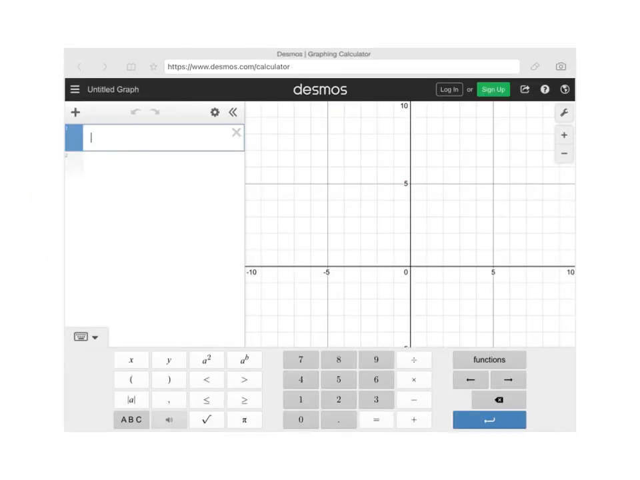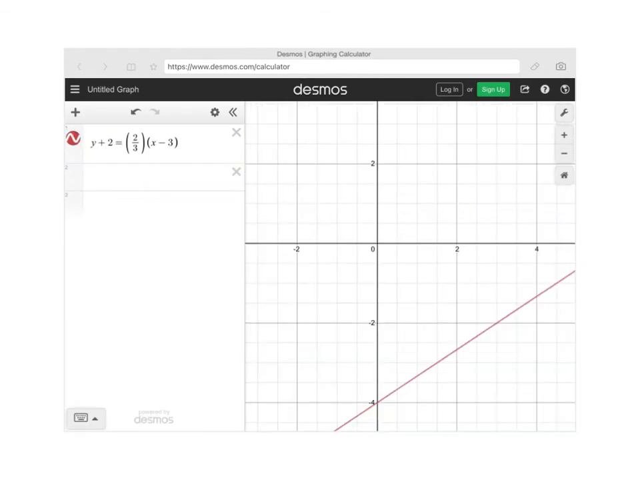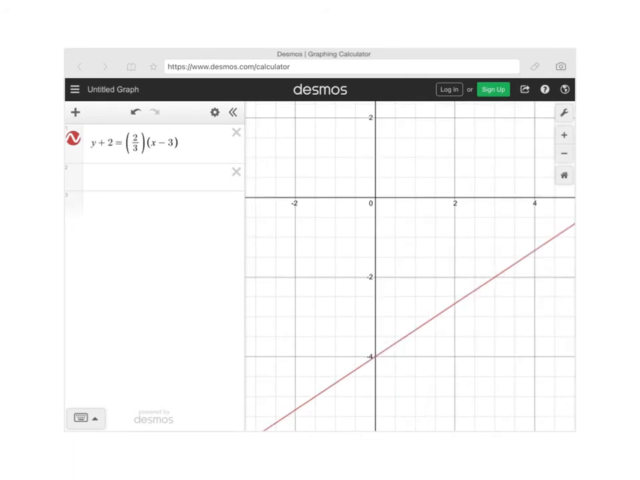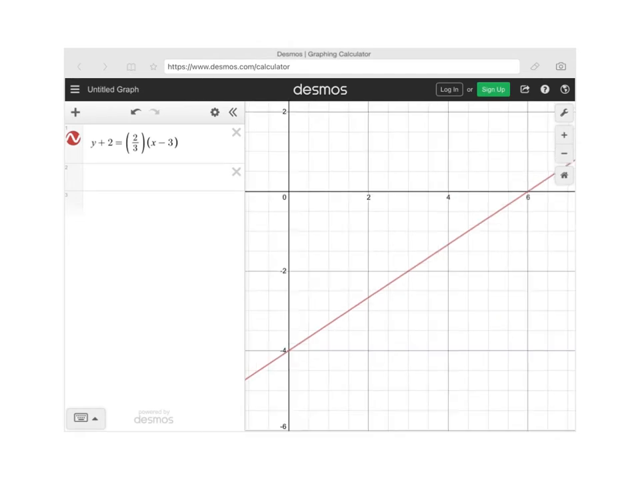Another option is to actually use Desmos to graph. So we can do y plus 2 equals, and in parentheses 2/3, close those parentheses off, whoops, times x minus 3, and then hit enter. Of course, it depends on the setup of the graph, but you can see the y-intercept is at -4. The slope is about average. My graph also crosses the x-axis at 6.